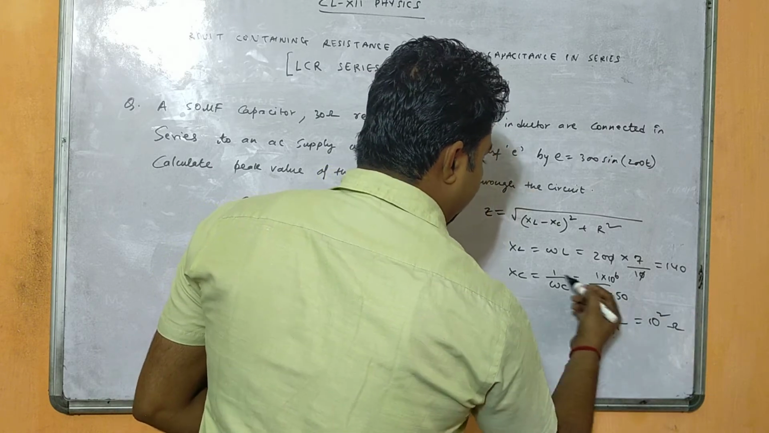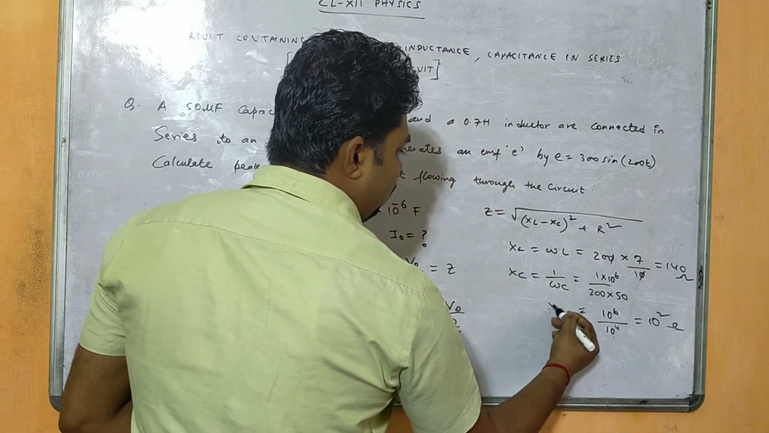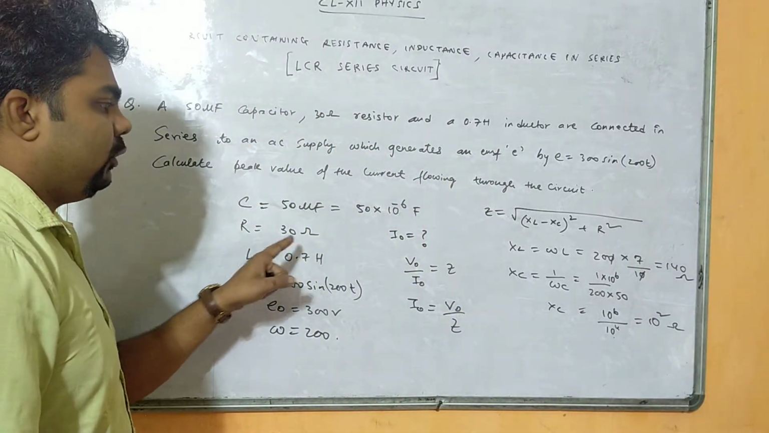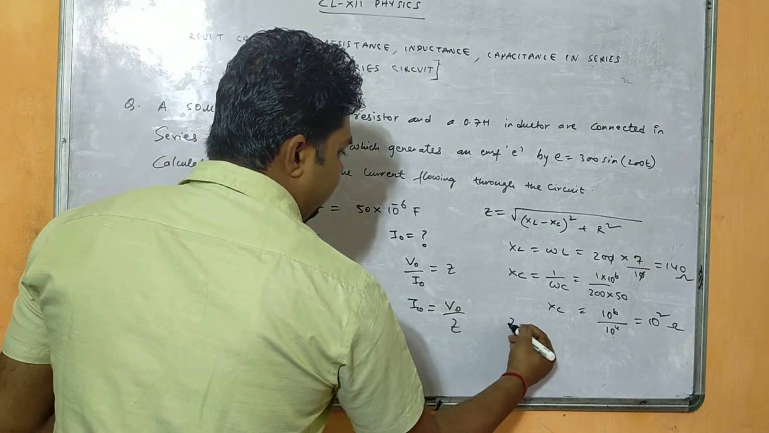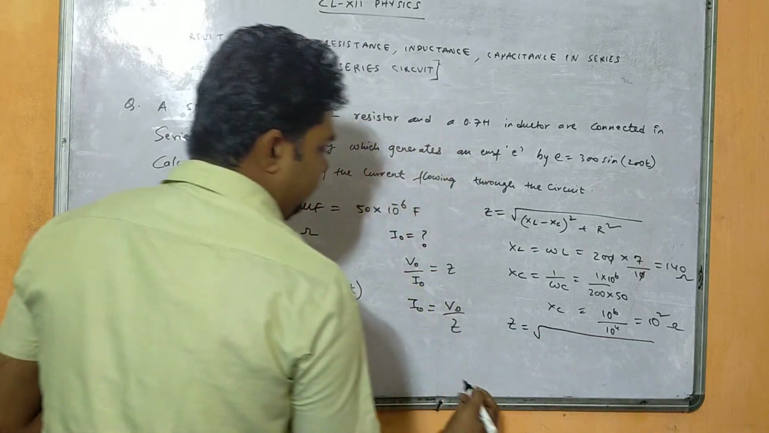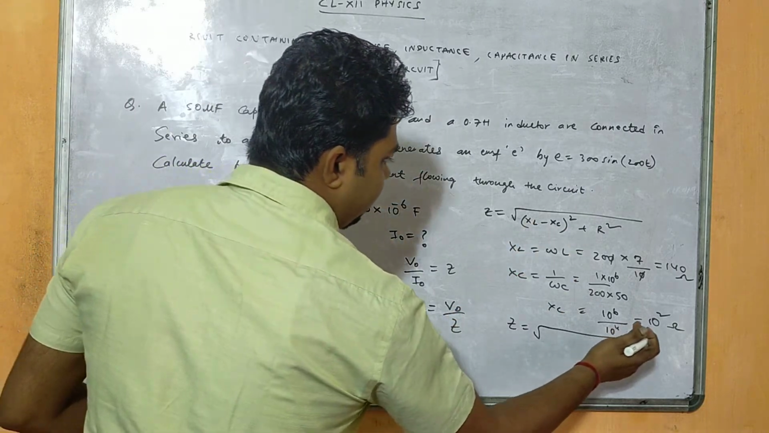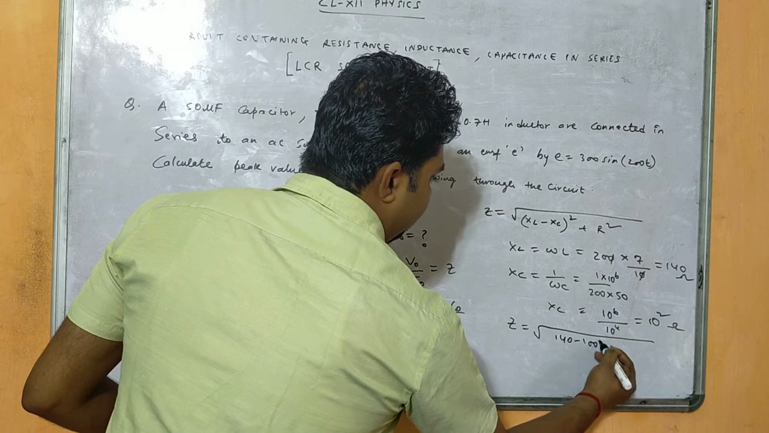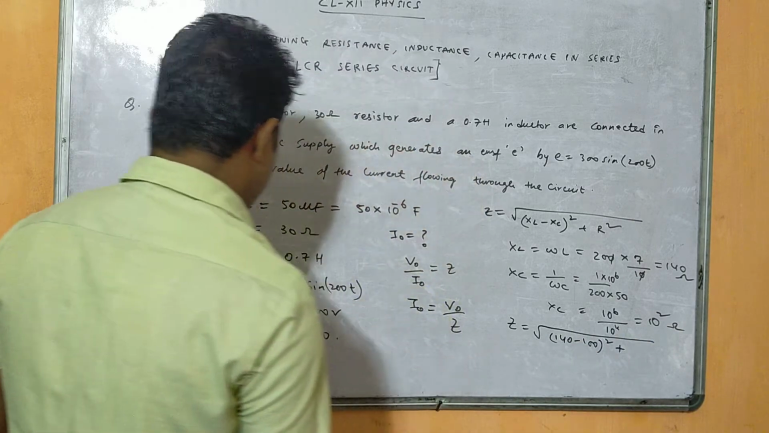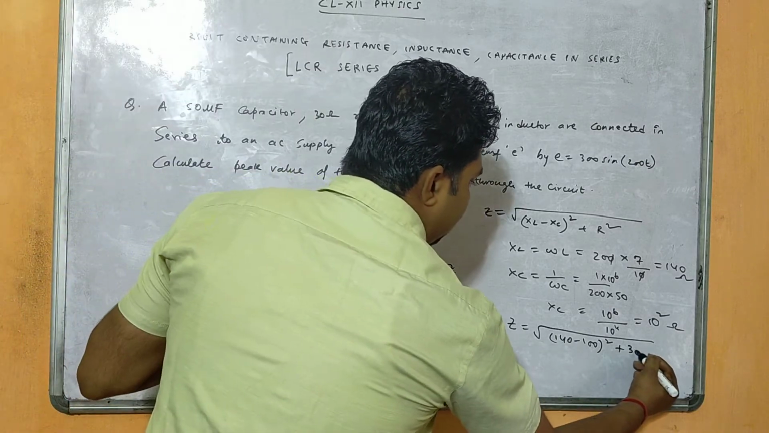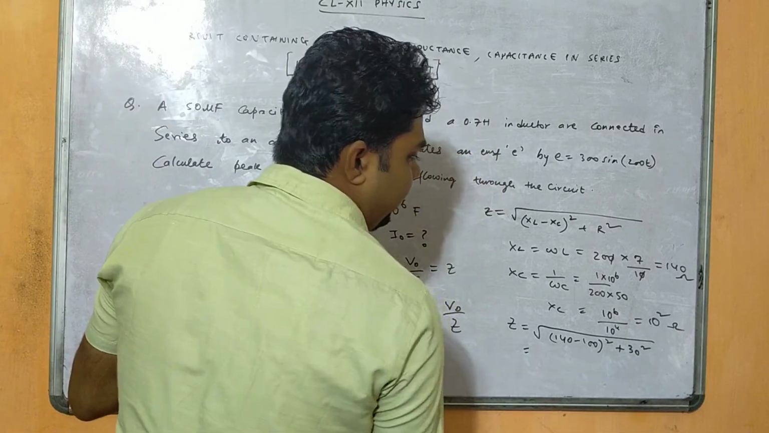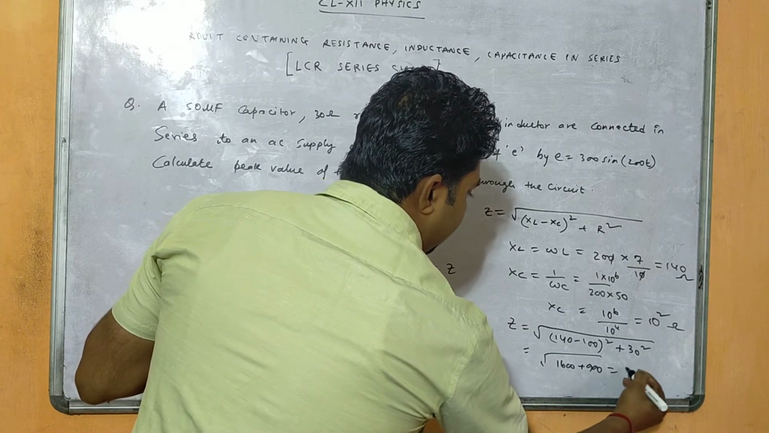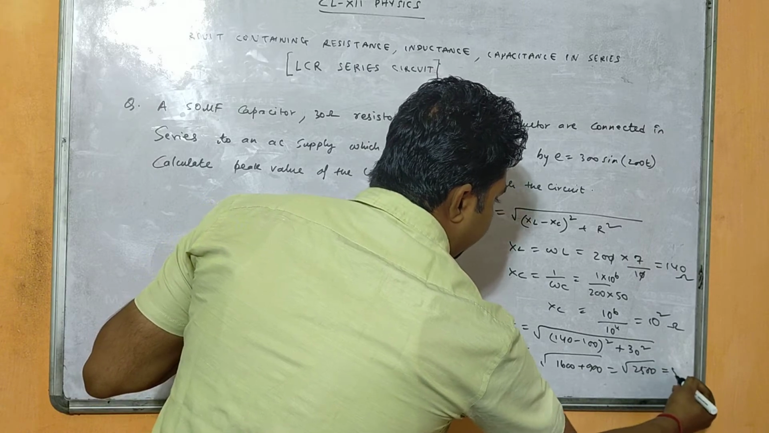So ohm, here also the unit will be ohm. So XC equals 100. And R is already given in the question, that is 30 ohm. Now we will substitute here: Z equals root under (XL minus XC) whole square plus R square. XL we have 140, minus 100, whole square, plus R, over here 30, that means 30 square. 140 minus 100 is 40, so 40 square we will get 1600, and here we will get 900, that is 2500, or we will get 50 ohm.